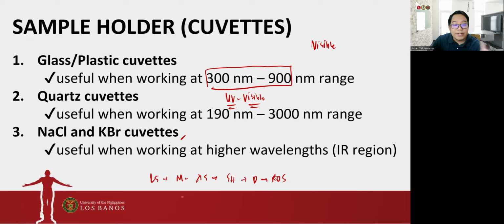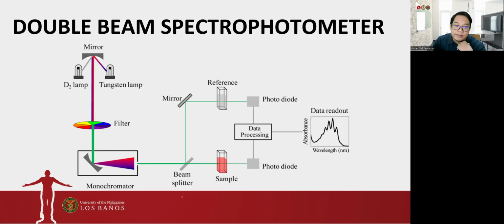Next naman, as mentioned kanina, we have 2 types of UV-Vis. We have the single beam and we have the double beam. So ito example ng ating double beam. Okay? So we have the light source. Yan. Light source natin ay yung deuterium lamp or the tungsten lamp. Then papasok yan sa monochromator.